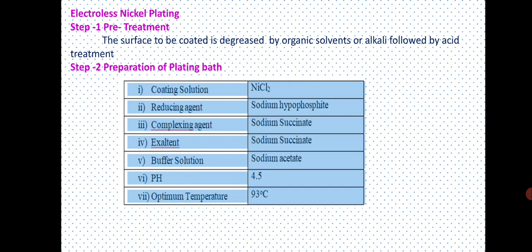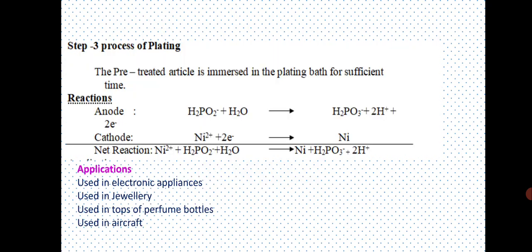Coating solution: nickel chloride. Reducing agent: sodium hypophosphite. Complexing agent: sodium succinate. Exaltant: sodium succinate. Buffer solution: sodium acetate, to maintain the pH at 4.5. We have to maintain the temperature at 93 degrees centigrade. There is the equation for the process of plating.